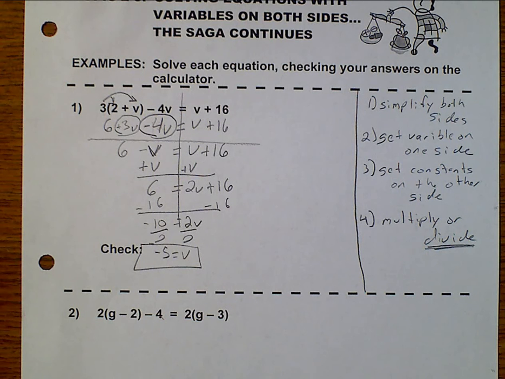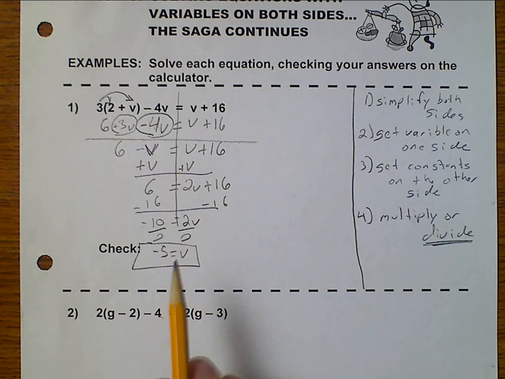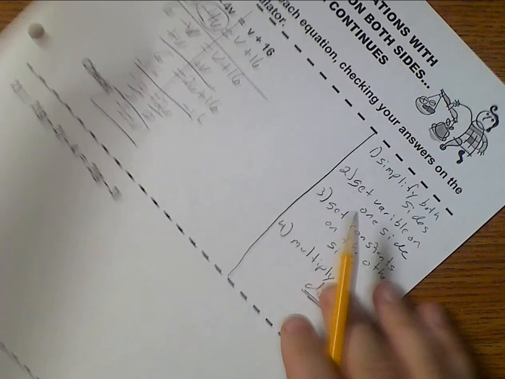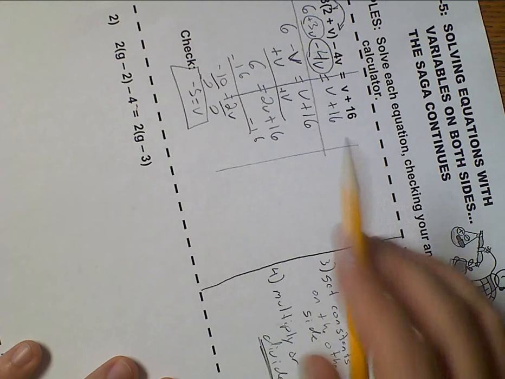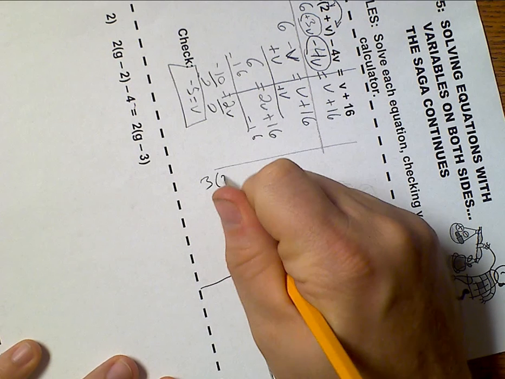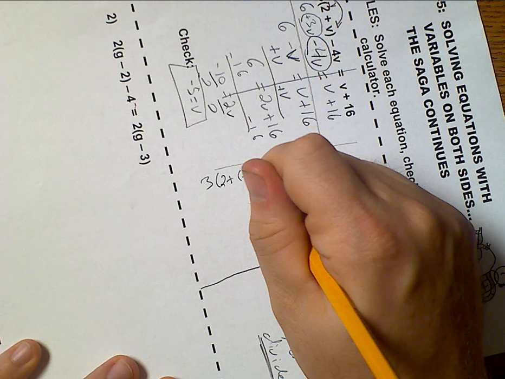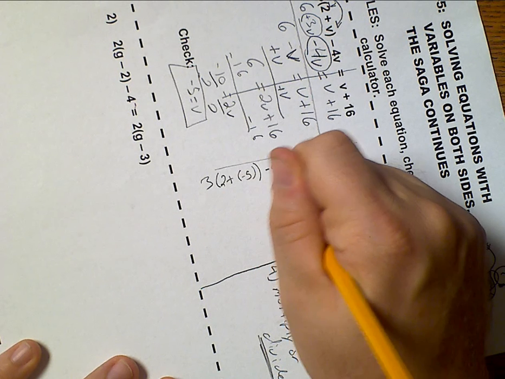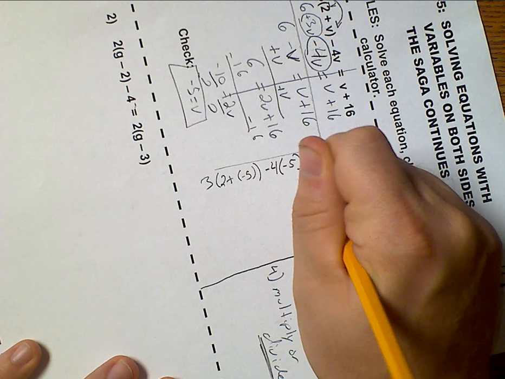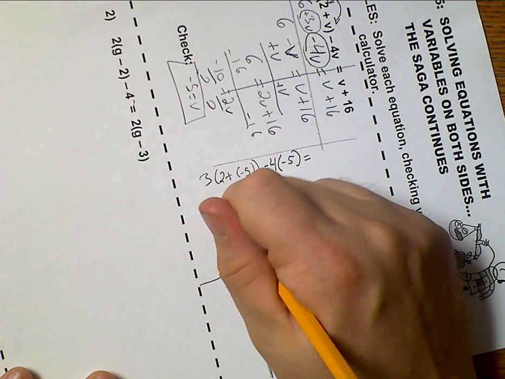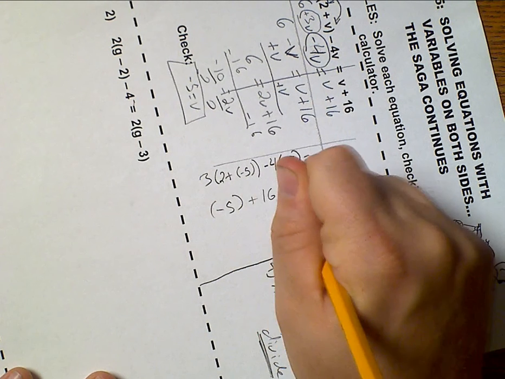Now, it's time to go ahead and check. And to do that, we're just going to replace the letter v with the number negative 5 in parentheses. I'm going to turn my paper to the side so I get a little bit of room for this. 3 parentheses 2 plus negative 5, close parentheses, minus 4 times negative 5. We want to know what that equals. And then the same thing, negative 5 plus 16. We want to know what that equals.